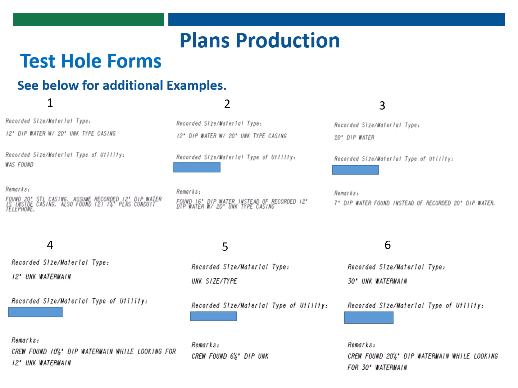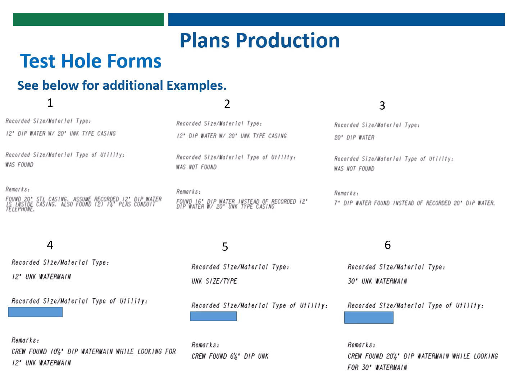Number two, a 12-inch ductile iron water with a 20-inch unknown type casing was the targeted facility. Crews found a 16-inch ductile iron water instead of the 12-inch ductile iron water pipe with a 20-inch unknown type casing. So the result was not found because what they found in the field differed from what was shown on the UTLE previously, which was the targeted facility. Number three, the targeted facility was a 20-inch ductile iron water, and the remark states that they found a 7-inch ductile iron water instead of the 20-inch. So the result was not found because it does not match the targeted facility information.